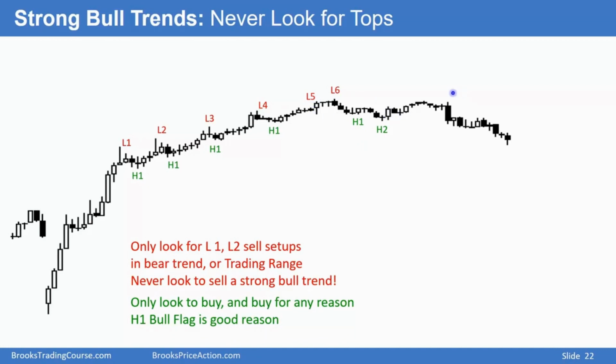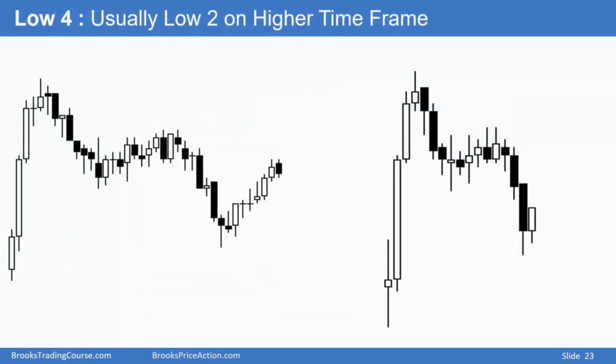At some point, the market evolves into a trading range. And at that point, it's no longer a strong bull trend. And if you're going to trade it, you trade it like a trading range, not like a trend anymore. You're buying low, you're selling high, and scalping.